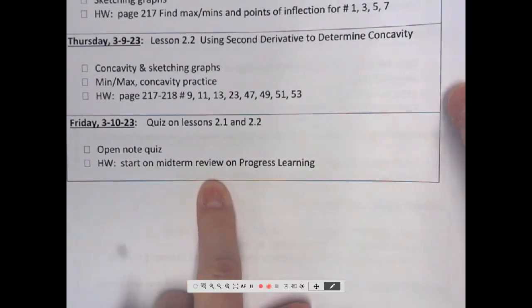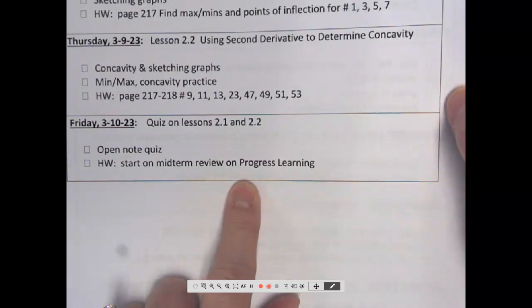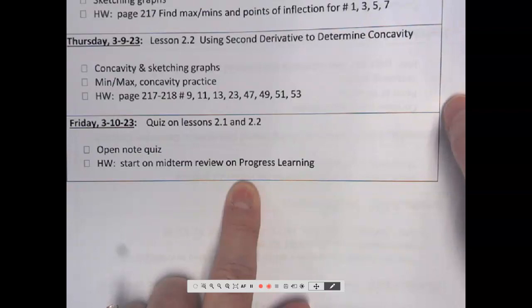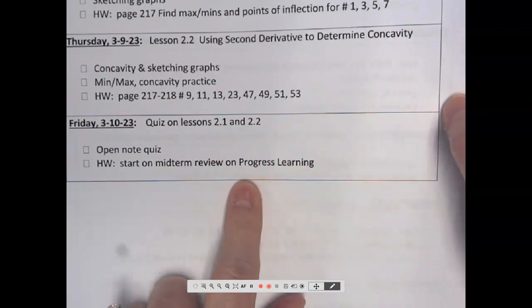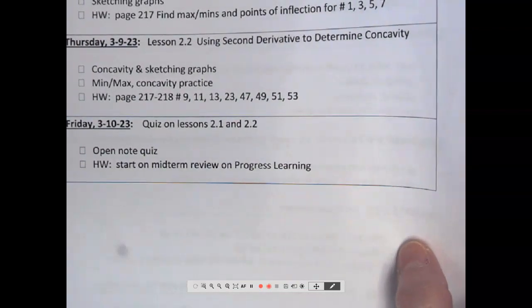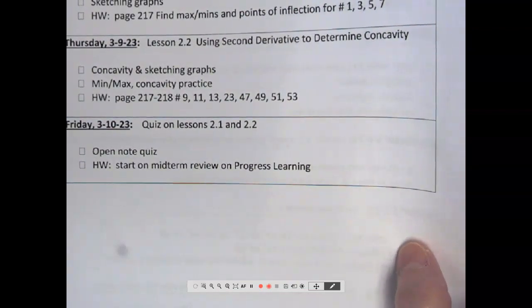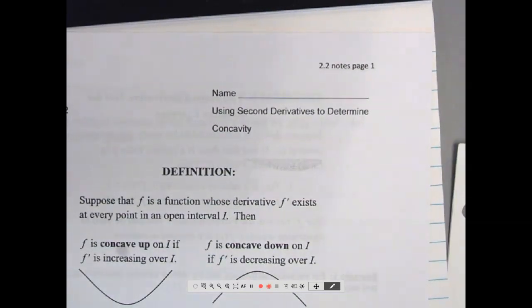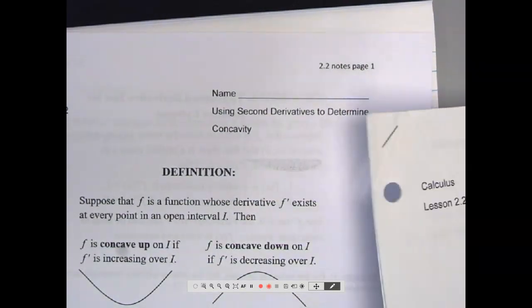And then I don't know if you looked down and noticed, but we do have a midterm next week. There is an online practice where the problems will look just like what they will on the midterm. So that review will be good to do. Okay, so let's start talking about this.